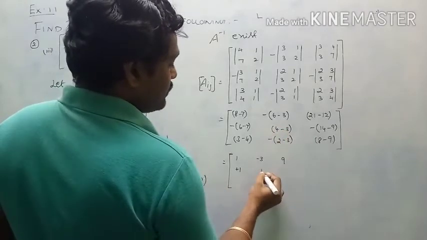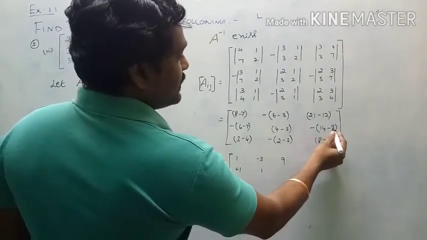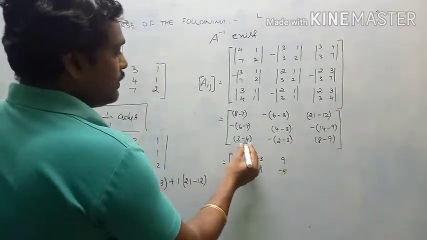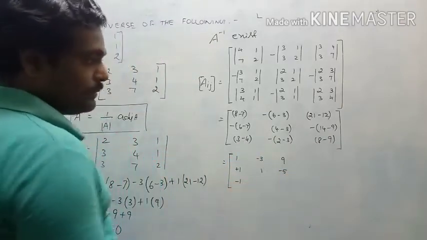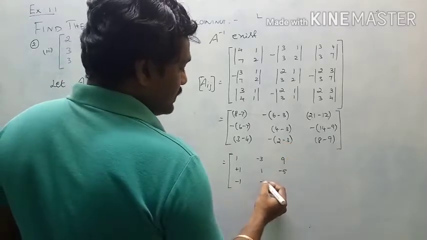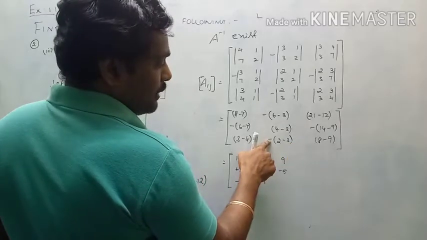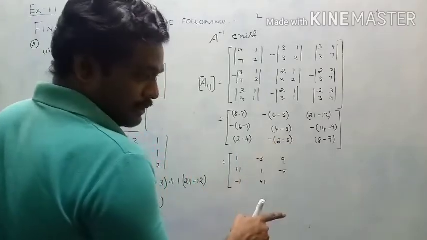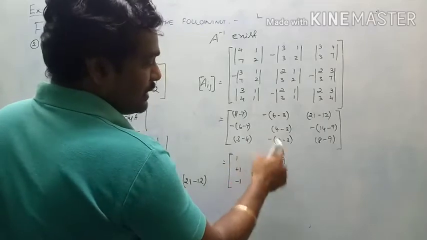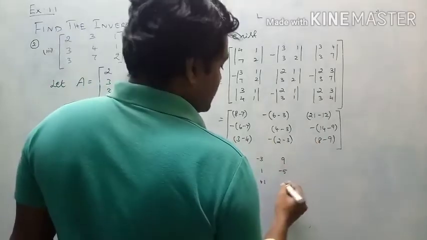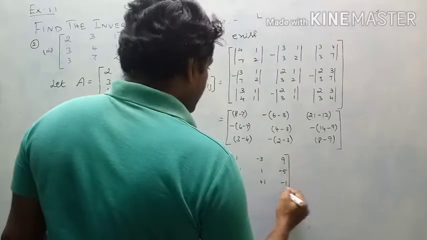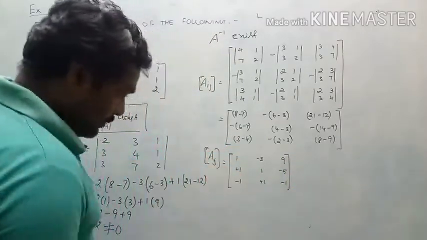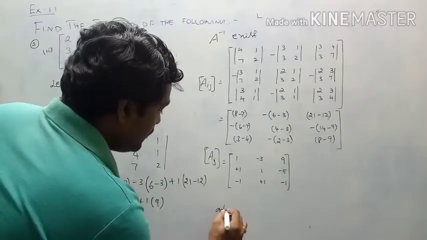4 minus 3 is 1. 14 minus 9 is 5 followed by minus. 3 minus 4 will be minus 1. 2 minus 3 is minus 1 followed by minus, so minus and minus plus. 2 minus 3 is minus 1. Outside I have 1 minus, so minus and minus plus 1. 8 minus 9 is minus 1. This is what your Aij is, for finding adjoint.